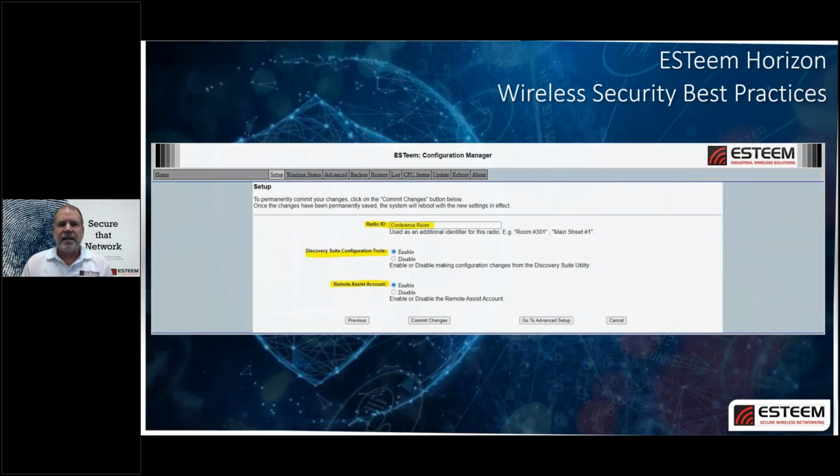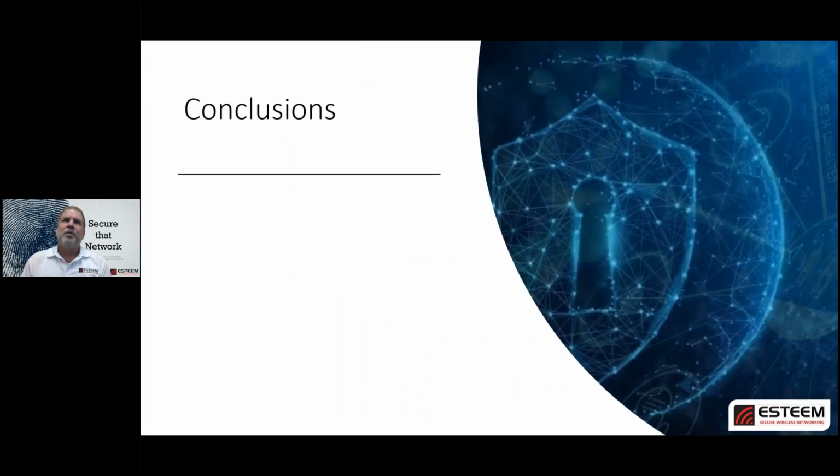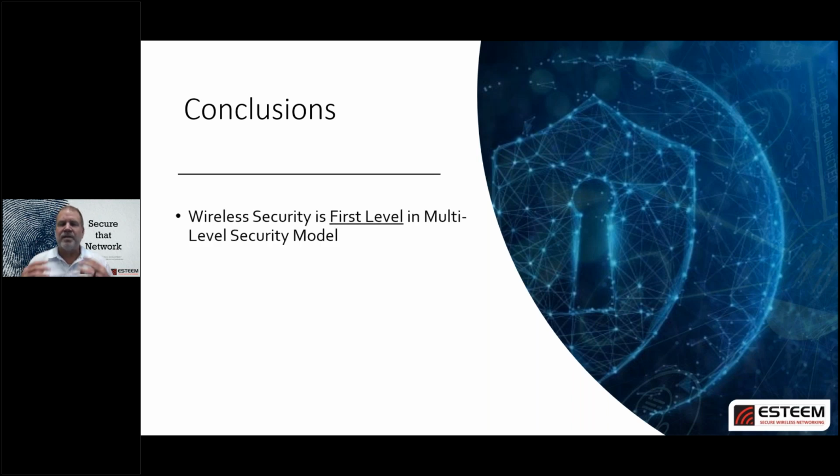So the conclusion is that when we're dealing with security, we could spend days, weeks, discussing security at different levels, but really what you want to do is realize that wireless security is just the first level in a multi-level security model. So it's that first layer of security. Don't rely on it to be your complete network security, but we want to lock that network down.